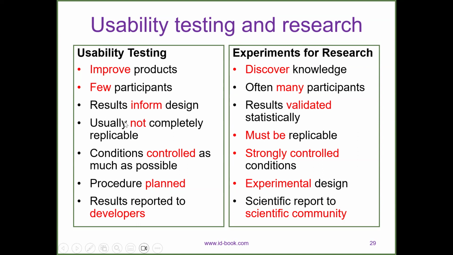Usability testings are usually not completely replicable. Research experiments must be replicable. In usability testing, conditions are controlled as much as possible. But in a research experiment, the conditions are strongly controlled. In usability testing, procedures are planned. And in research, experimental design is important. Here, procedures are planned; there, experiments are designed.